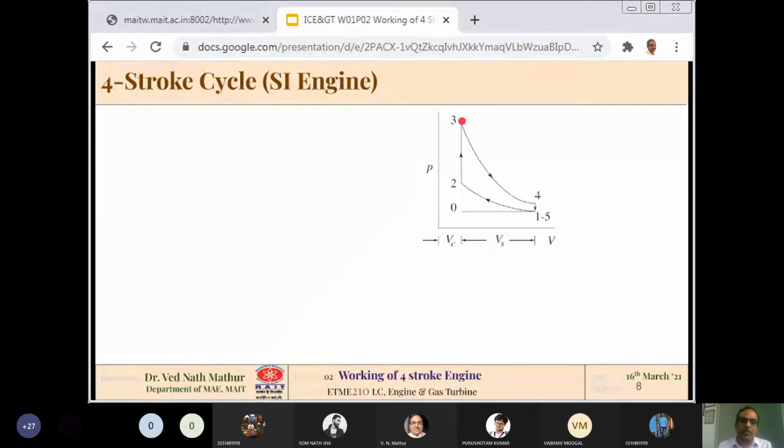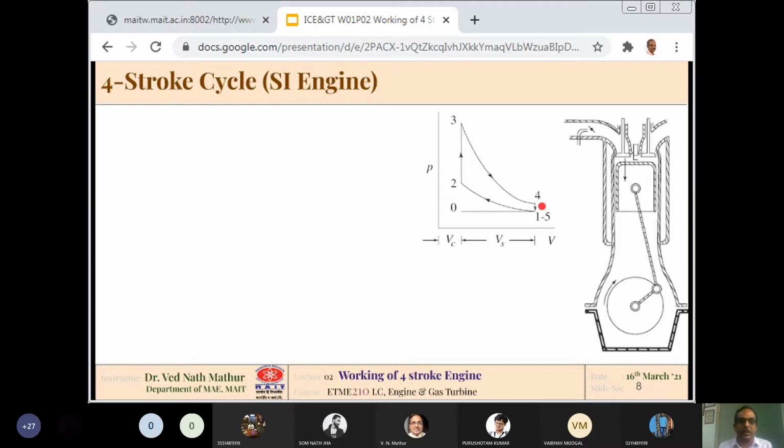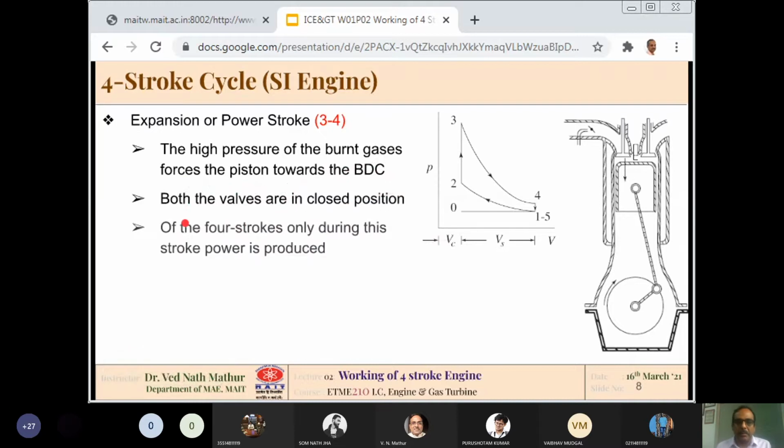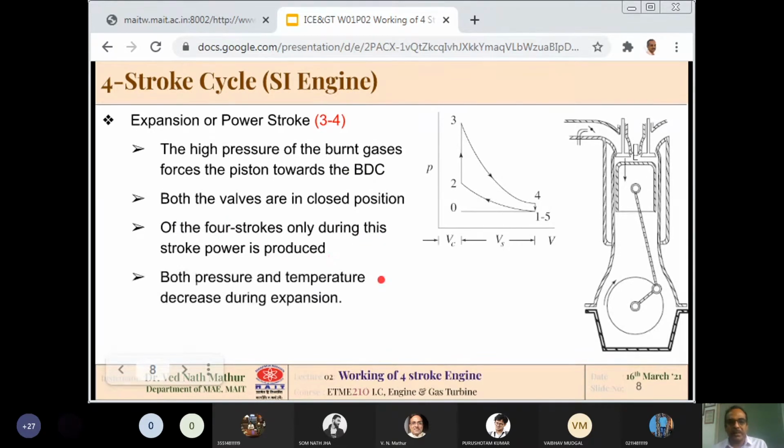What happens then? The expanding gases push the piston. So expansion of the gases takes place. This stroke is called the expansion or power stroke. So now the piston has changed its direction. Now it is again moving from top dead center toward bottom dead center. Both the valves are closed. So the high pressure of the burnt gases forces the piston towards the bottom dead center position. Both the valves are in closed position, and out of these 4 strokes, only during this stroke is power produced, and both pressure and temperature decrease because of the expansion.